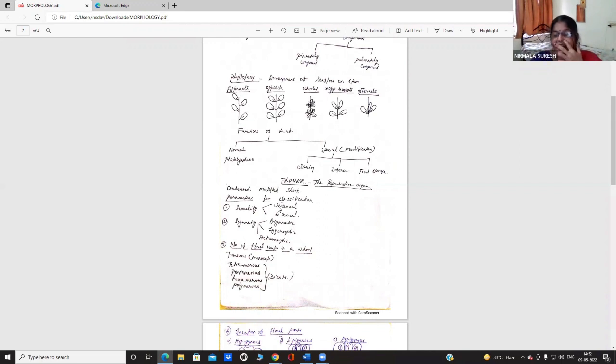So show them the condensed growth. This is a condensed shoot, whereas this is a normal shoot. So you know, flower is nothing but a shoot. The morphological botanical definition of the flower is a modified condensed shoot.